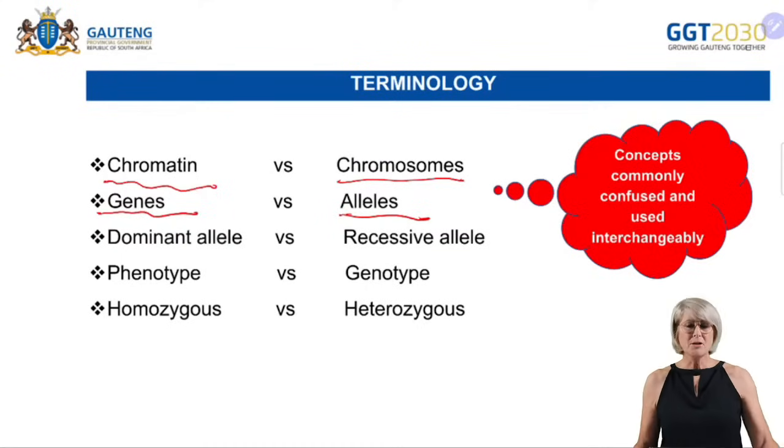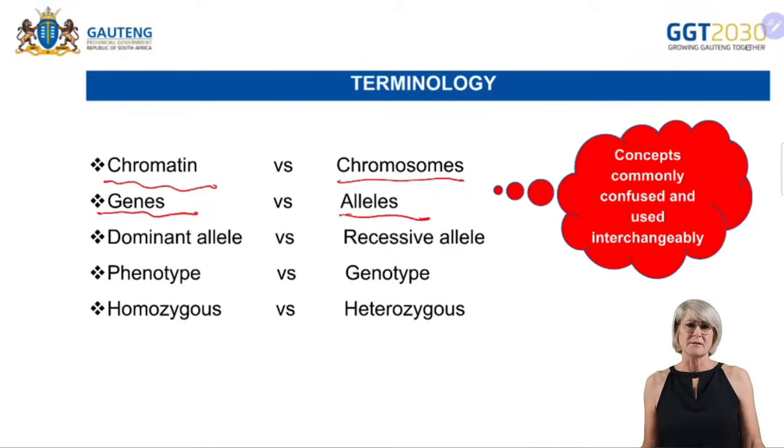Right, then the next one, and this one's very important, and I know a lot of learners mix them up, and those are genes and alleles. Now, you know that there are genes, and the genes are coded on the DNA, and they are responsible for certain characteristics or proteins or whatever you'd like to call them.